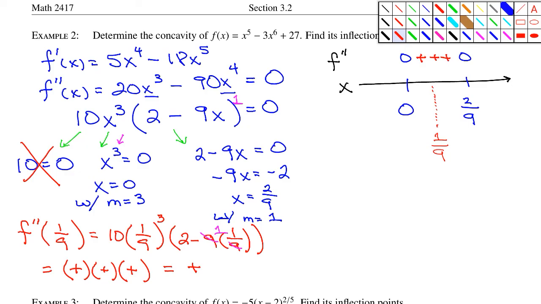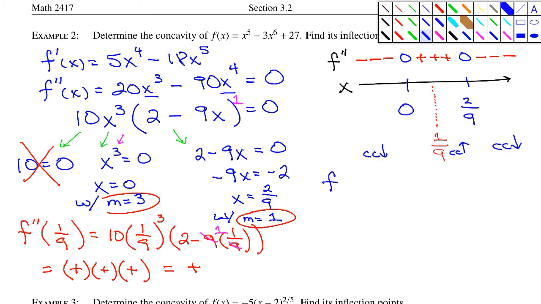And the multiplicity of 2/9 was 1. That's odd. That means it changes when we cross over. The multiplicity at 0 was odd as well. So when it crosses over 0, it changes there as well. And there you have it. So we now know that f is concave down, and then concave up, and then concave down again.